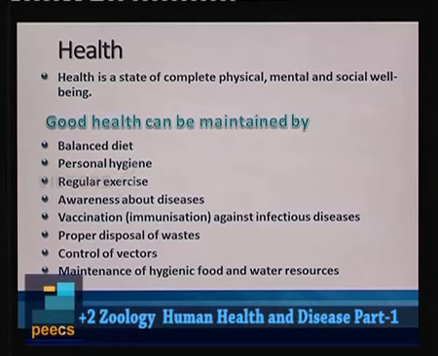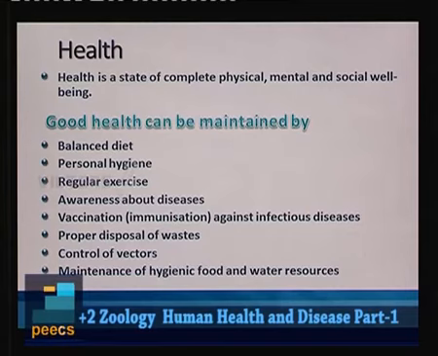Now, what is the definition for health? Health is defined as a complete physical, mental and social well-being of an individual. And health is maintained by different factors: a balanced diet, personal hygiene, regular exercise, awareness about diseases, vaccination, proper disposal of waste, control of vectors, maintenance of hygienic food and water resources.